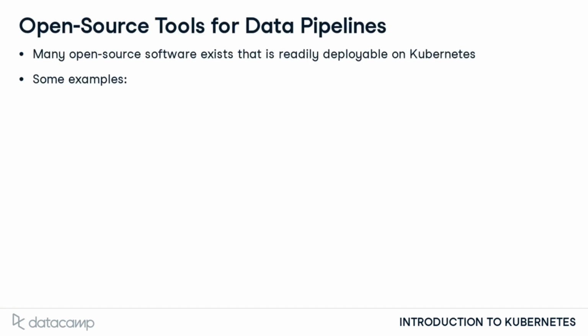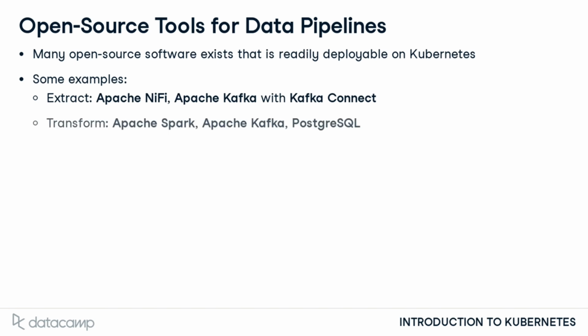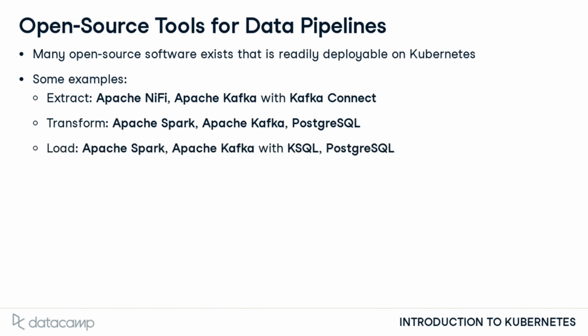Let us mention some typical open source tools and software that can be used for data pipelines in Kubernetes. First of all, for extracting from various source systems, we can use tools like Apache NiFi and Apache Kafka, in particular the Kafka Connect ecosystem. For transforming data, there is Apache Spark, again Apache Kafka, and databases that use SQL like PostgreSQL. For loading data into target data sinks, we can use Apache Spark, Apache Kafka, in particular KSQL, and PostgreSQL. For storage, we can deploy object stores like MinIO or block storage like Ceph.